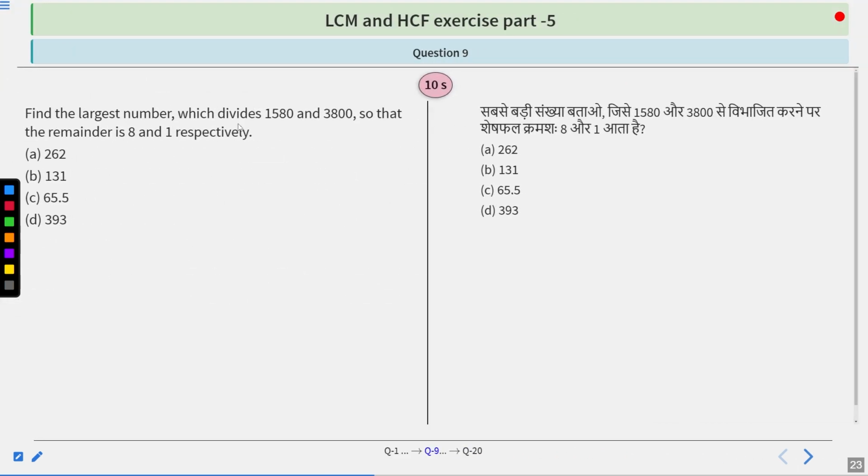Find the largest number which divides 1580, 3800 so that the remainder is 8 and 1 respectively. Options are 262, 131, 65.5 and 392, 393. These are the options.